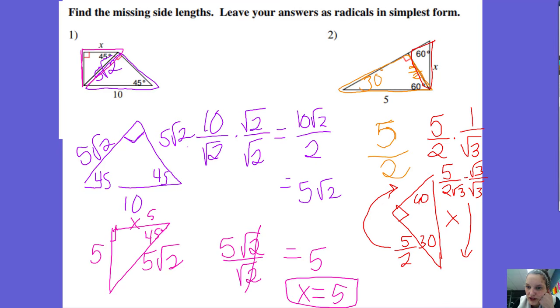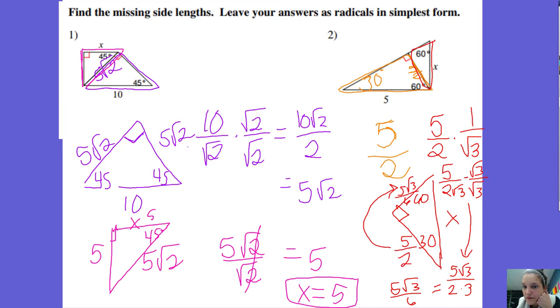Kind of running out of room. So that will give me 5 root 3 over 2 times root 3 times root 3, which is root 9, which is 3. Sorry for this kind of jumbled up messy work, that'll give me 5 root 3 over 6. So now I know the short side is 5 root 3 over 6 because I took the side across from the 60 and divided it by root 3 and then rationalized the denominator. So I got 5 root 3 over 6.